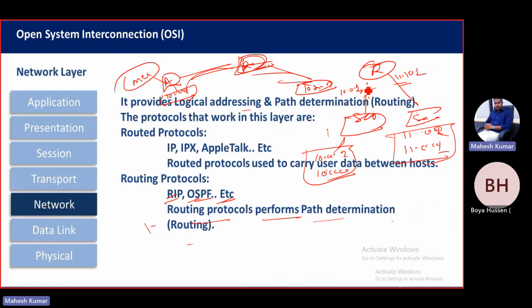If it came from this interface, it needs to go by this interface, and the switch will check the MAC address and send it to the particular PC. Okay, so routing protocols like RIP or OSPF, these are routing protocols, and the router is our L3 device, which just learns our IP addressing.